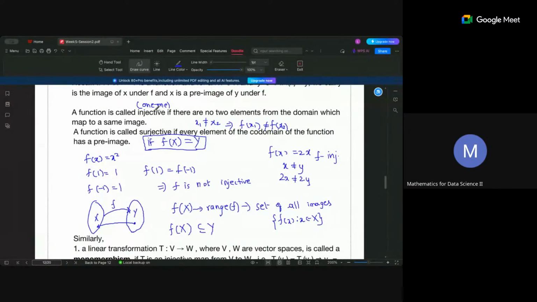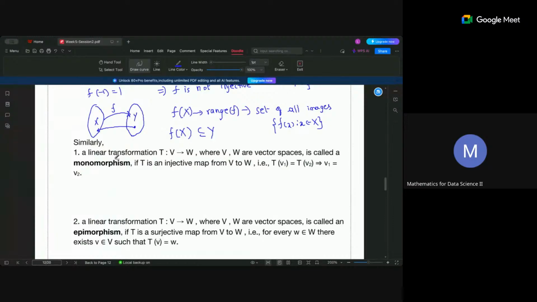So this is a general definition for one-to-one and onto functions. Now let's look at the exact same definition for transformations. It's exactly the same. Nothing will differ. So a linear transformation T from V to W, where V and W are vector spaces, is called a monomorphism. It's just a fancy name; it is just a one-to-one transformation, if T is an injective map from V to W, that is, T of v1 equal to T of v2 implies v1 equal to v2.